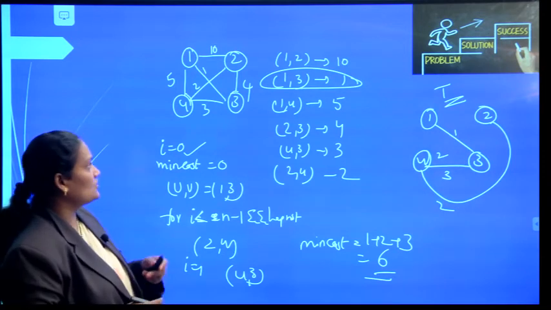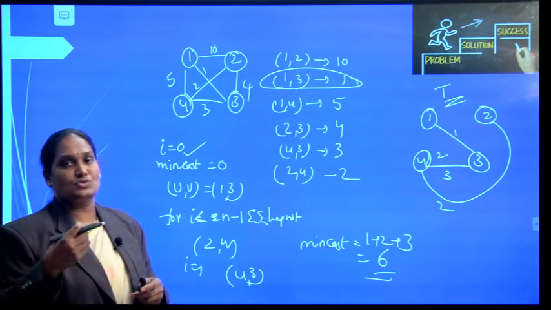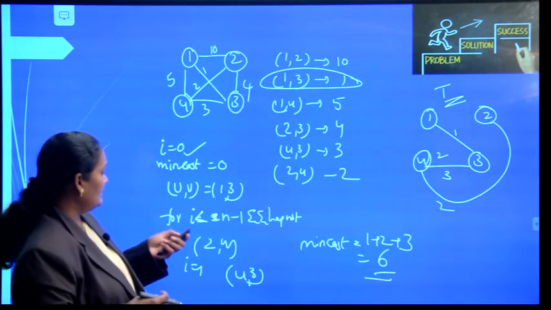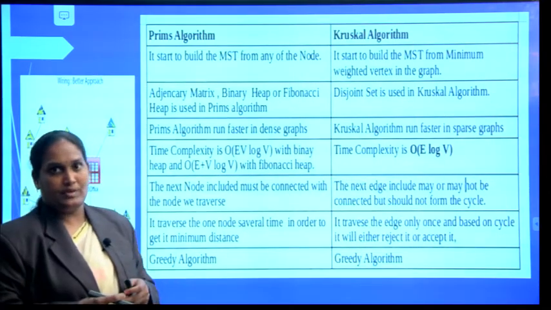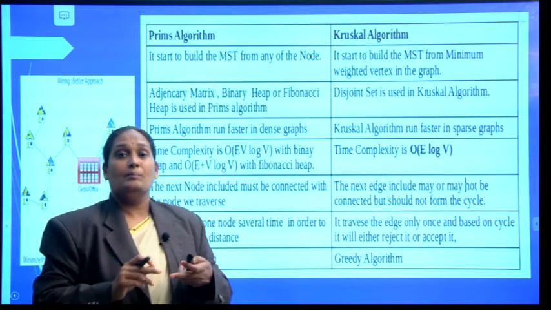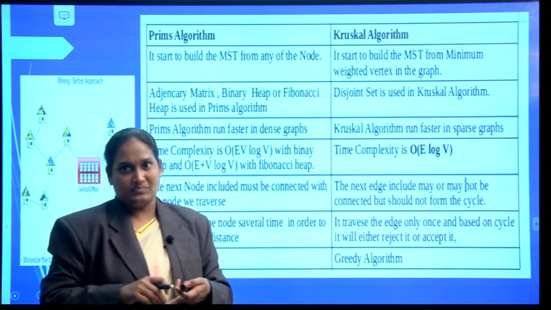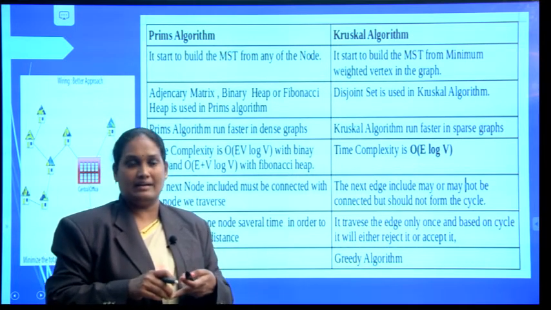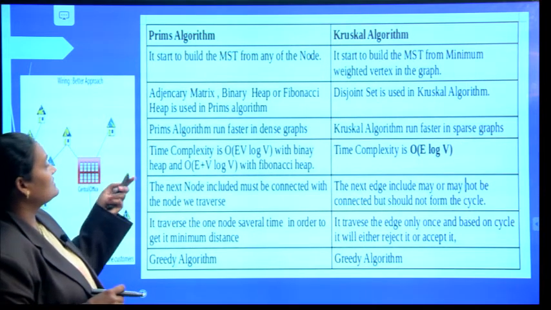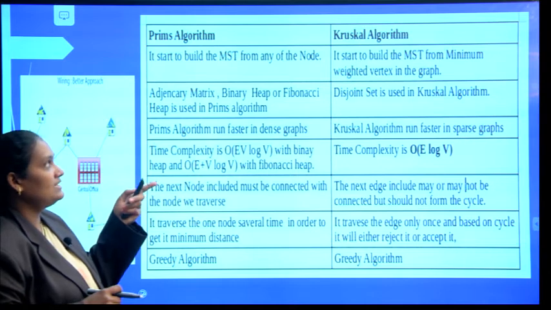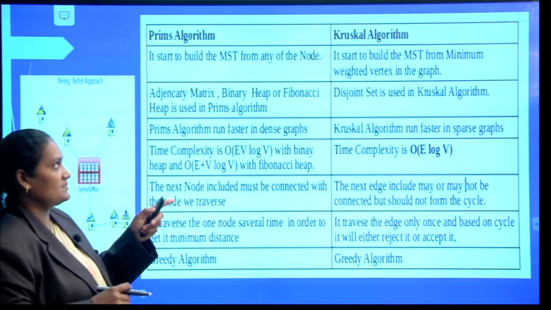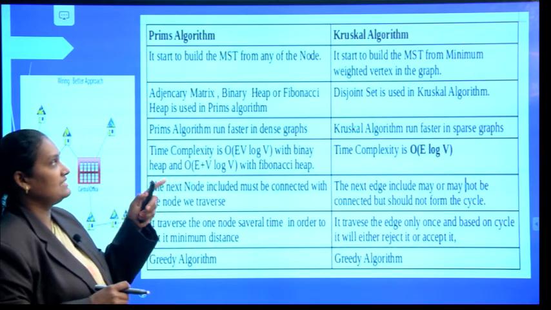I hope you all understood Kruskal's algorithm, which is used to find the minimum cost spanning tree for the given graph. Now let us see the comparison of Prim's and Kruskal's algorithm. I already explained that Prim's starts with a vertex, whereas Kruskal's starts with an edge. Prim's starts to build the minimum cost spanning tree from any node, starting with a vertex.